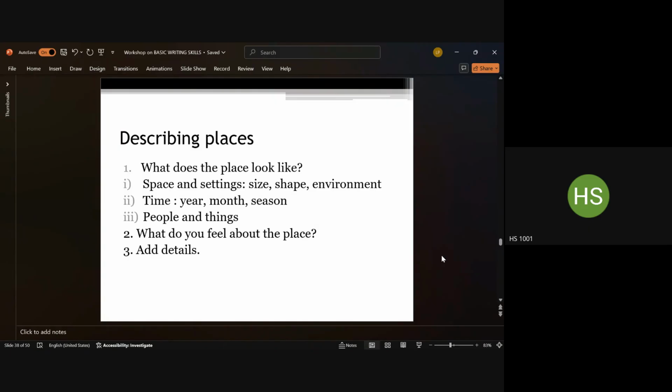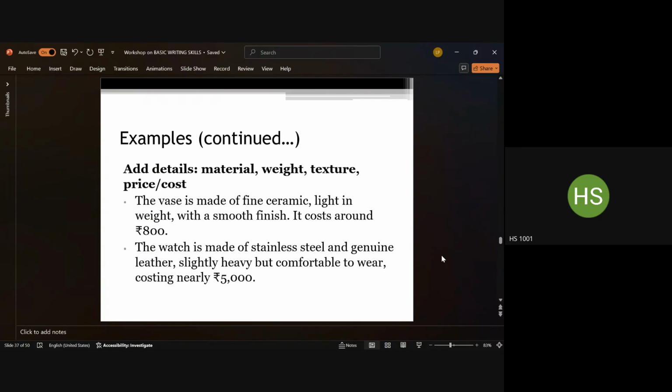And then, of course, like the other descriptions, you also include your negative or positive feelings about the place, and then additional details of, say, who you met there or why it was important for you, or how it was special for you. Anything else that you think is important or relevant to what you're writing. Okay. So we look at a few examples.